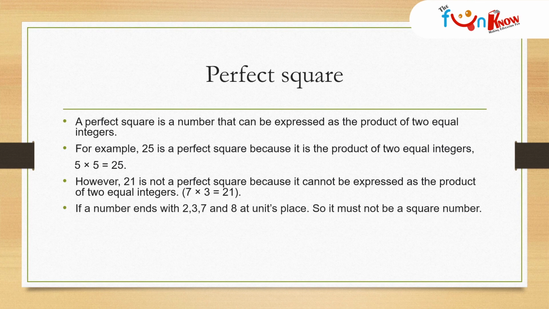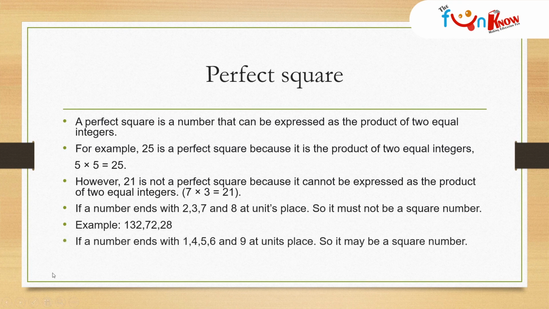So you have to remember, if a number ends with 2, 3, 7 or 8 at the unit place, then it is not a square number. Example: 132, 72, whichever number, but if the ending of the number is 3, 7, 2 or 8, that means it is not a square number. If a number ends with 1, 4, 5, 6 or 9, then it may be a square number.